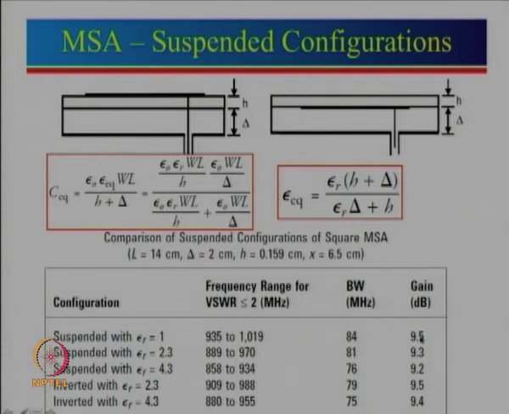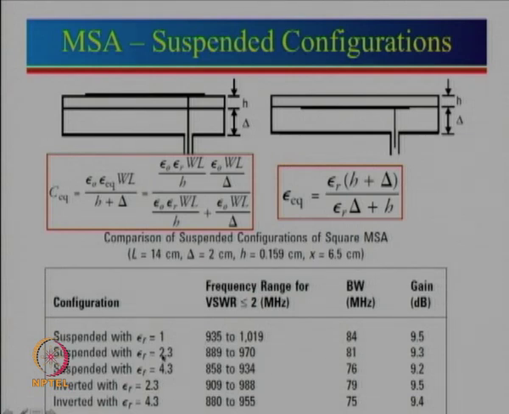Now, you just recall that earlier, in the previous lecture, I had shown you epsilon r equal to 1, epsilon r 2.5, then epsilon r 4.3, epsilon r 10, and we had seen there the gain was 10 dB, but here it is 9.5 dB, which is less. The reason is that here we have taken a square patch, so L is equal to W. There we had taken W larger than L, and since W was larger than L, gain was larger in the previous case.